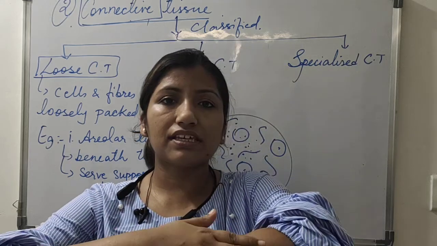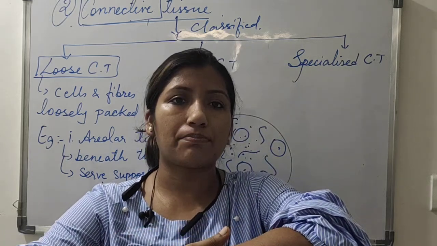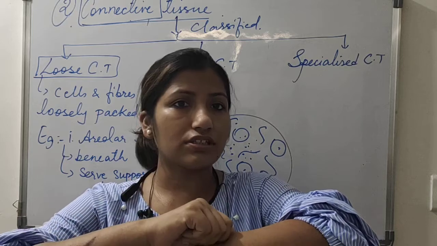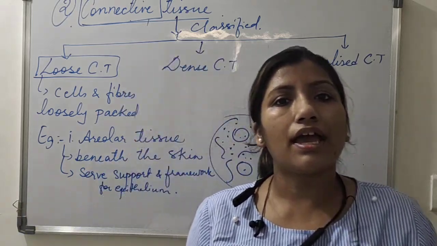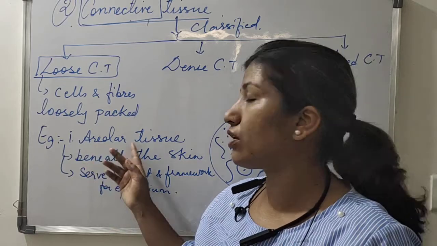And why is this skin tight? Why does this skin have a shape? The skin is not irregular or shapeless. It has a shape, right? So this skin has a shape, and it is tightened because of this areolar tissue.